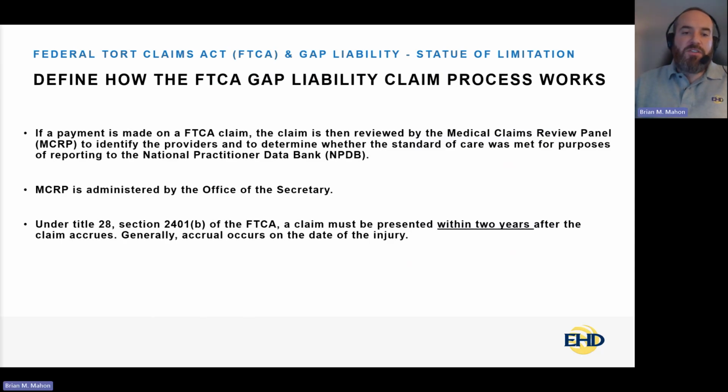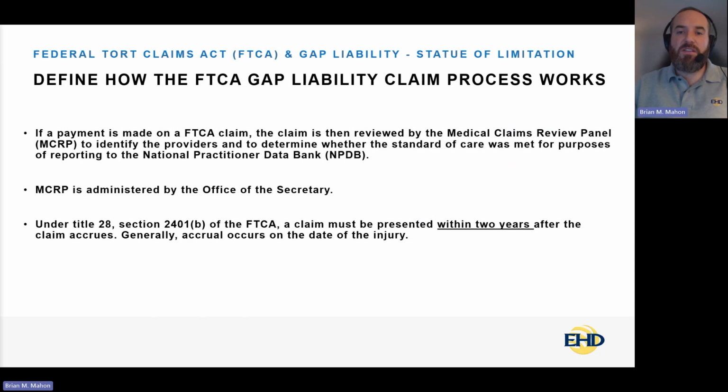There is a statute of limitations. It's about 2 years. Important to note that if there is a claim that gets paid by the FTCA, it then gets reviewed by the Medical Claims Review Panel to identify if the standard of care was met, and then they report that to the National Practitioner Data Bank for kind of a black mark checking of individual providers.